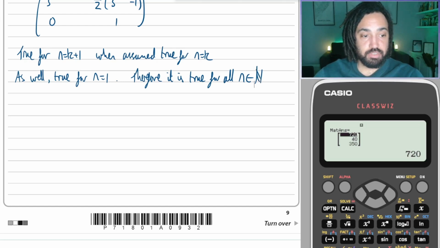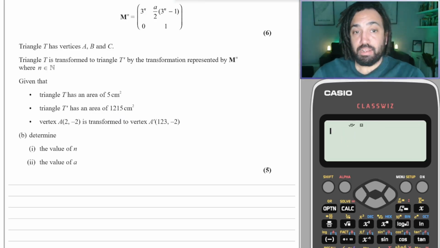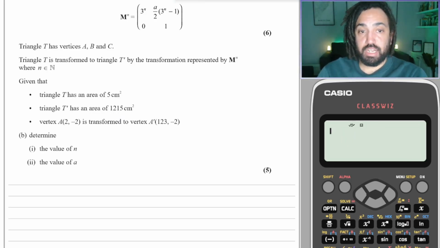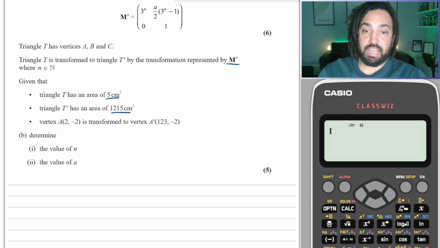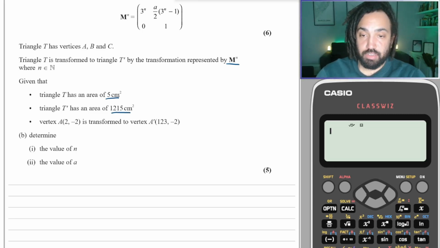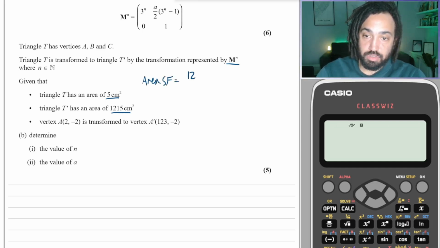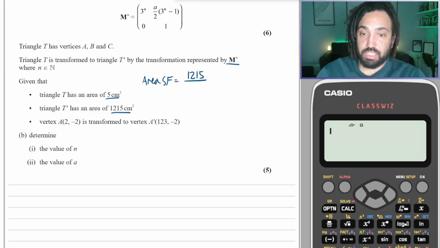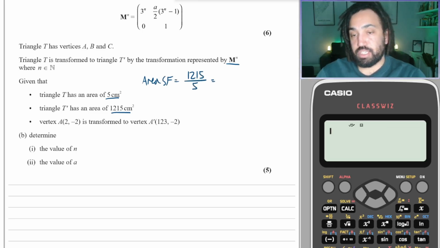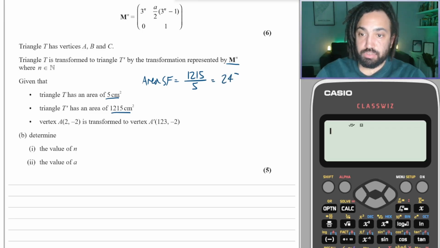Okay, I'm going to grab some more space for the next question. Okay, next part of the question says that we have a triangle and it's been transformed by the matrix that we've just proved. And it says, given that the triangle had area of 5 but now has area of 1,215. Okay, so that means that the area scale factor is 1,215 divided by 5, which is 243.